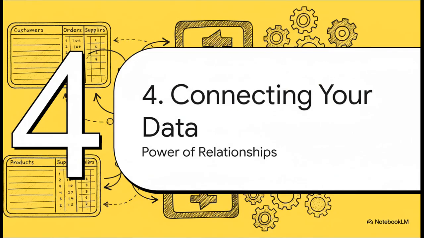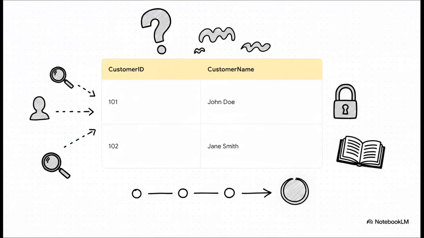Okay, so working with one table is cool and all, but the real power, the magic of SQL, happens when you start connecting multiple tables together. This is all about the power of relationships. So just imagine for a second we have this table here. Super simple. It's just a list of our customers. Each person has a unique customer ID and their name. It's fine, it's useful, but on its own, it doesn't really tell us a whole lot.